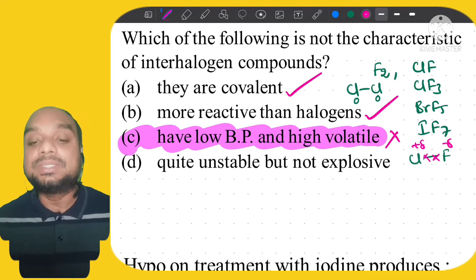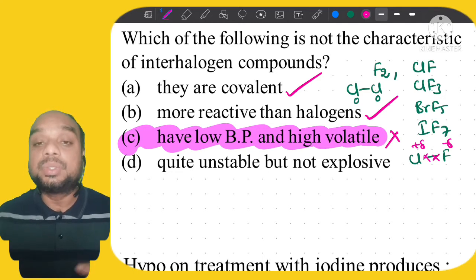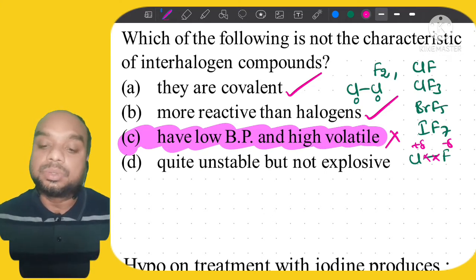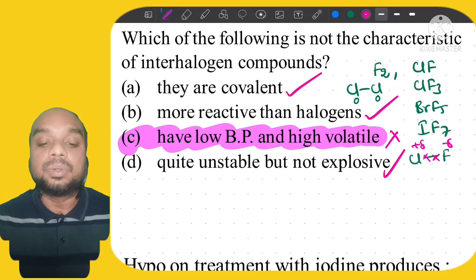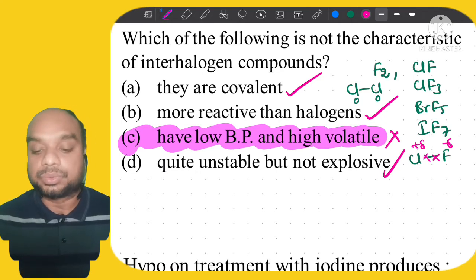And the fourth one says quite unstable but not explosive. Yes, quite unstable. Why? Due to electronegativity difference, these are a little bit more reactive than halogens. So this one is also right. So what is the question? Which of the following is not the characteristic of interhalogen compounds? Option C you have to choose.